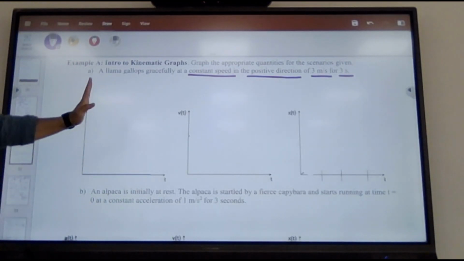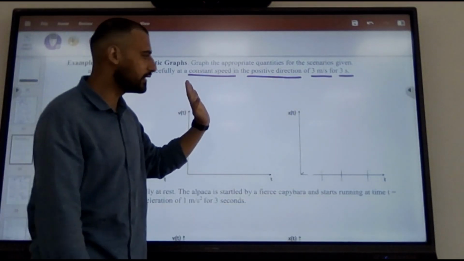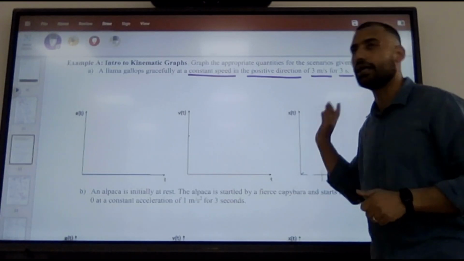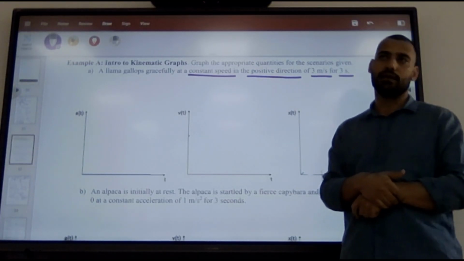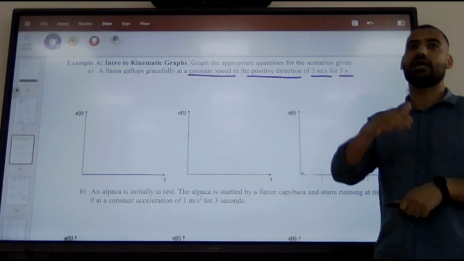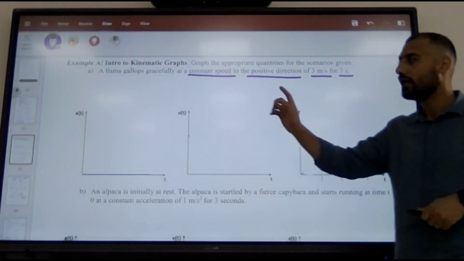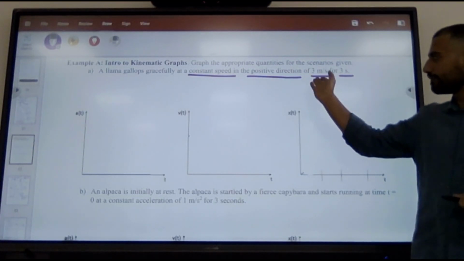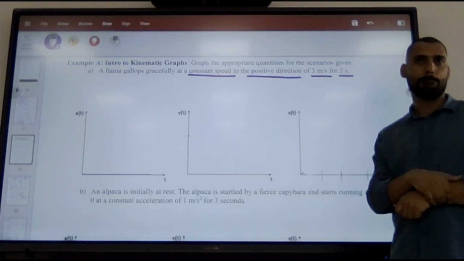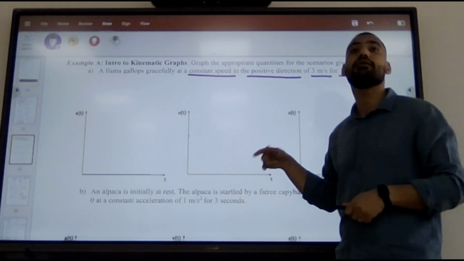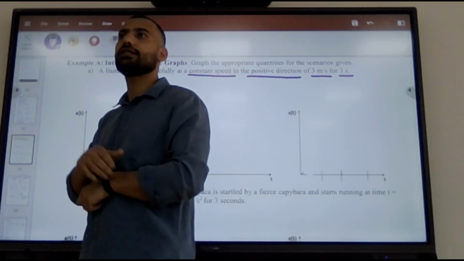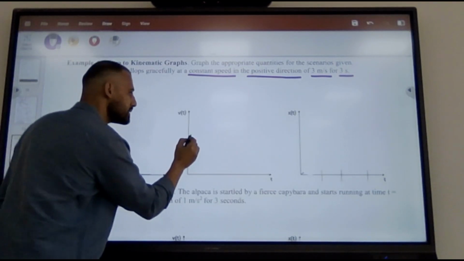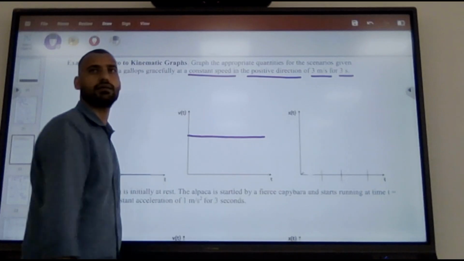Fine. The first graph that he's asking us, let us start from this point, is what will be the velocity time graph or the speed time graph, because it is in the positive direction. So direction is fixed, is it? And the magnitude is also fixed, isn't it? So when both are fixed, tell me what will be the velocity time graph? Is it constant? Velocity is constant. Constant means it will be a straight line, isn't it?